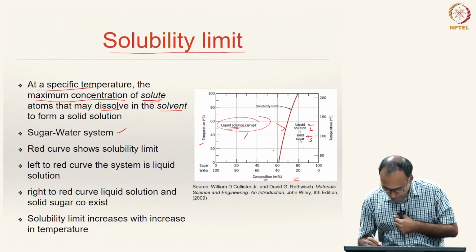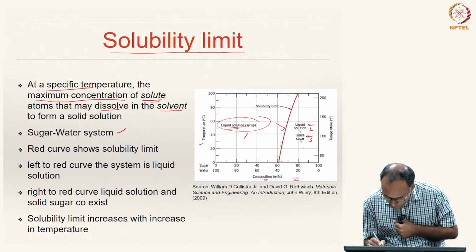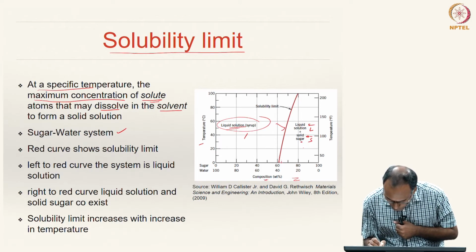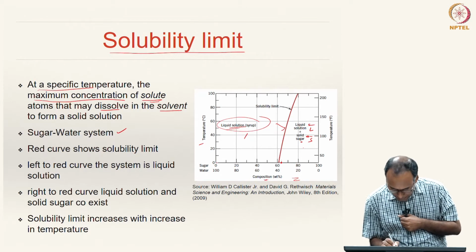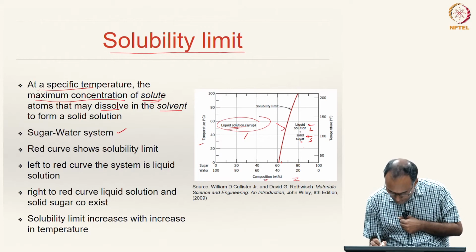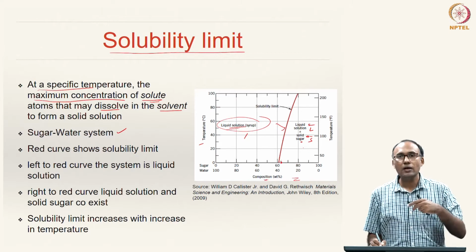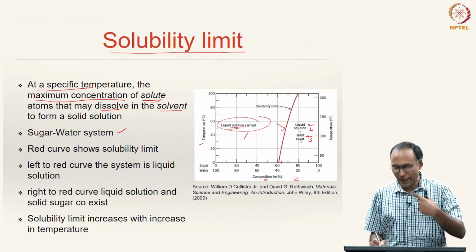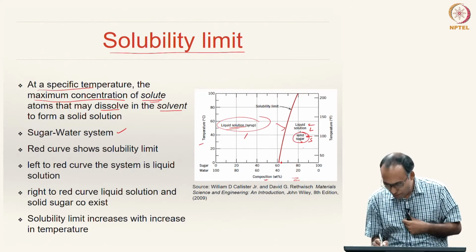And as you can see, for instance, if you take let us say this composition, at this composition you can clearly see that at 0 degree Celsius we are in the two phase region. That means there is liquid solution and some sugar. So, why is there solid sugar? Because the solubility limit is this.